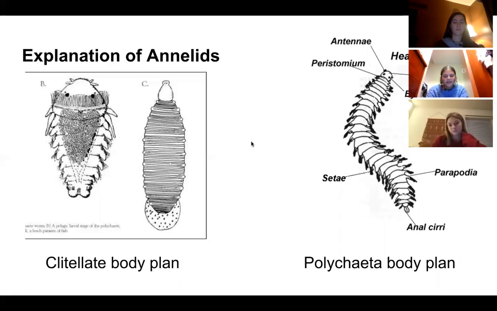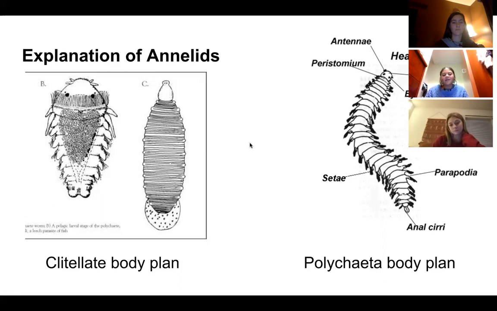The explanation of annelids was a complicated one for me to learn personally. There were two competing hypotheses of what an ancestor of an annelid was. The first hypothesis was that the ciliate body plan evolved first and that the annelid ancestor was a simple burrowing organism. As in the photo on the left, they're small and they would burrow in the dirt.